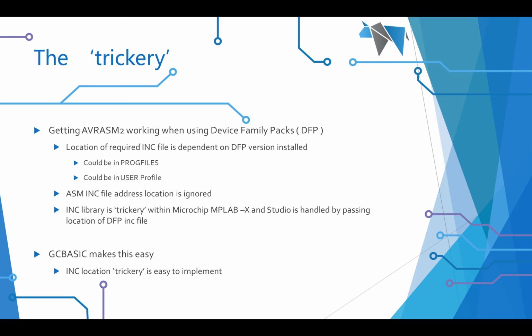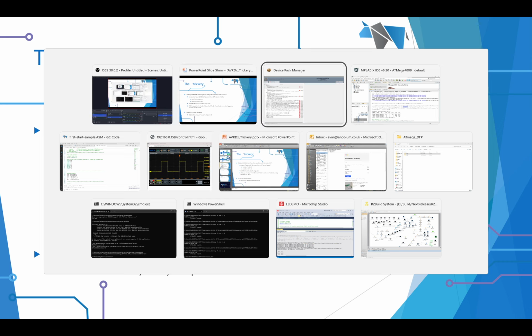So you can pass it as long as you know it, but you don't know it. Let me assure you, you won't find it easily. So what I did over the last 3 months is I implemented my own trickery to make that easy to implement, so that we can actually pass the correct location of the DFP location of an inc file to the compiler. Let me show you.